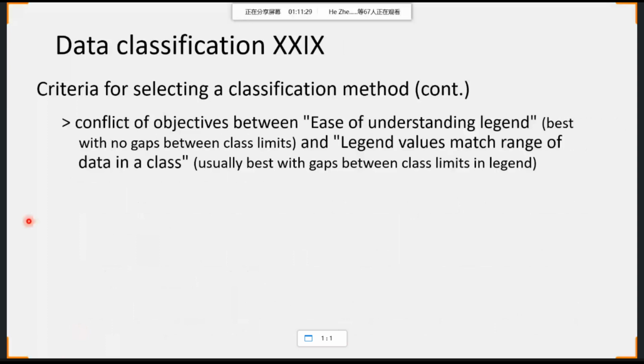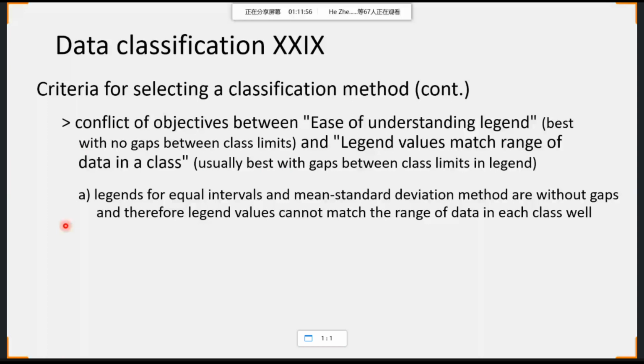Conflict of objectives between ease of understanding the legend, which is best with no gaps between class limits, and legend values matching the range of data in a class, usually best with gaps between class limits in the legend. So here is a conflict, and it depends on how we decide. Legends for equal intervals and the mean standard deviation method are without gaps, and therefore legend values cannot match the range of data in each class well, but they are easier to understand from that point of view.